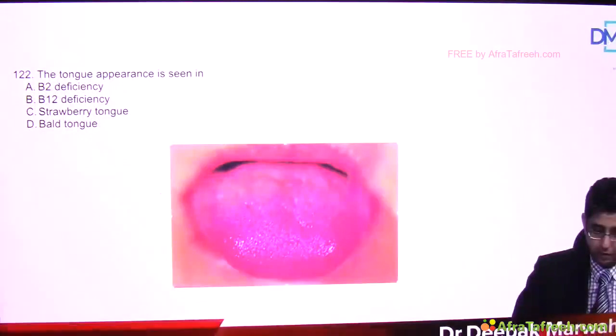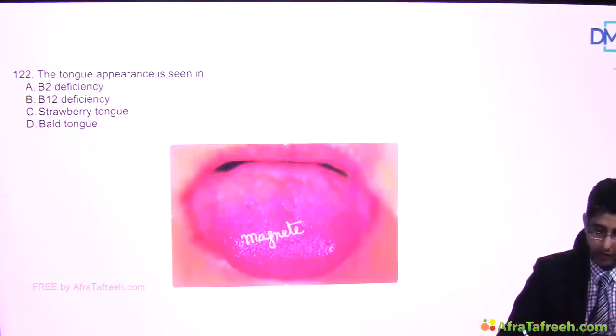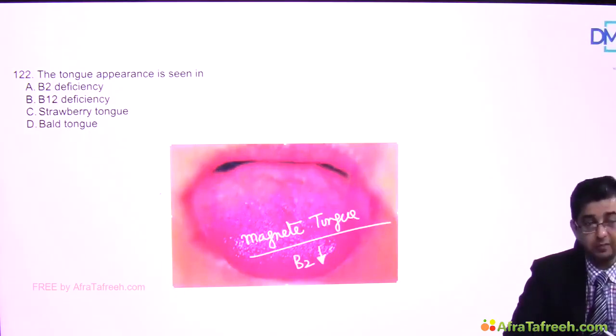Which tongue appearance is shown here? This is a magnetar tongue. A lot of guys casually answered strawberry tongue, but this is a magnetar tongue. You can see the color of the tongue is purplish, and this is due to vitamin B2 deficiency. So it is B2 deficiency which is responsible for magnetar tongue.